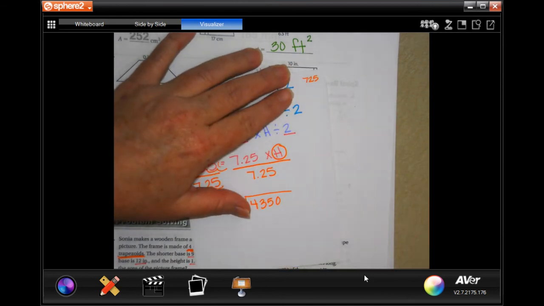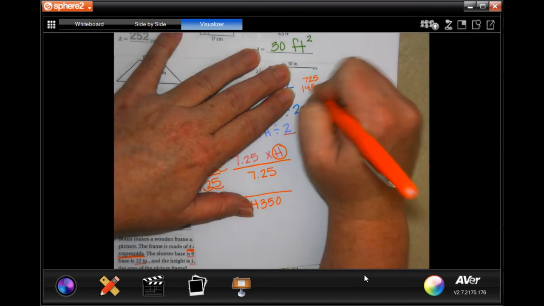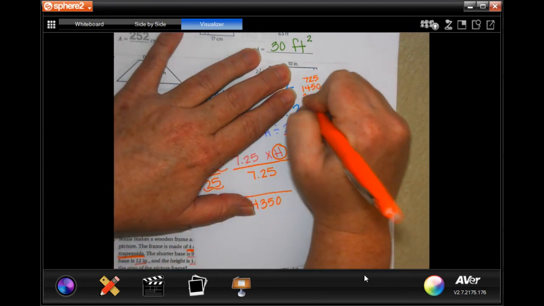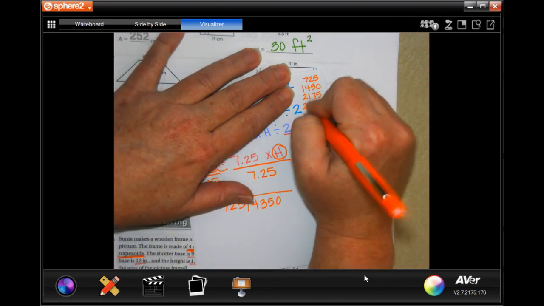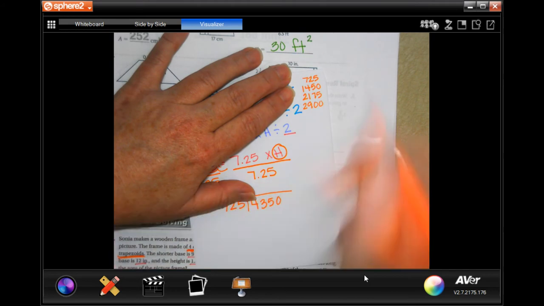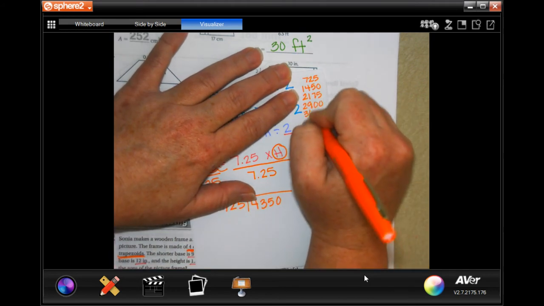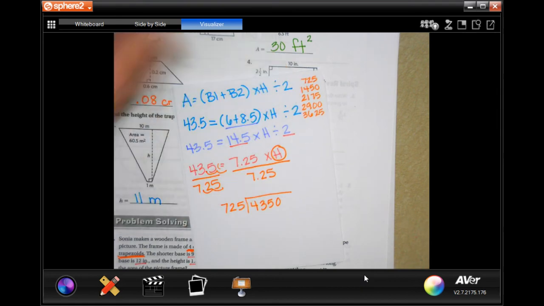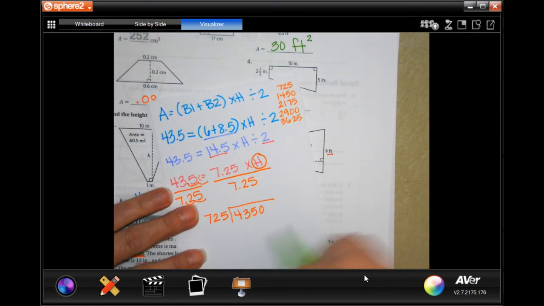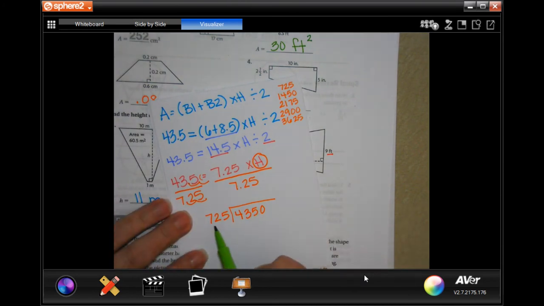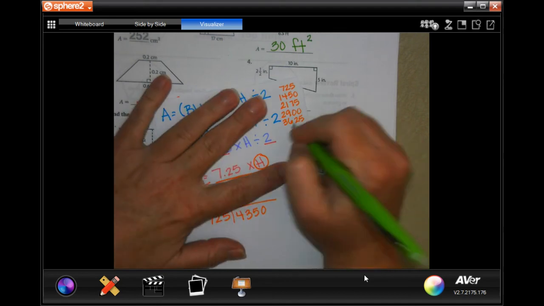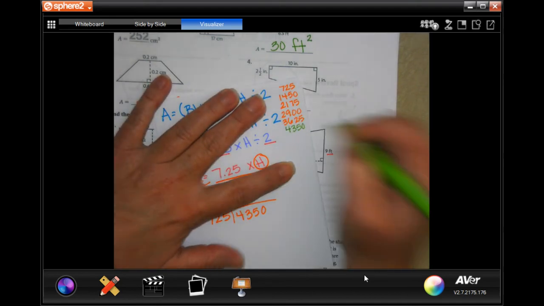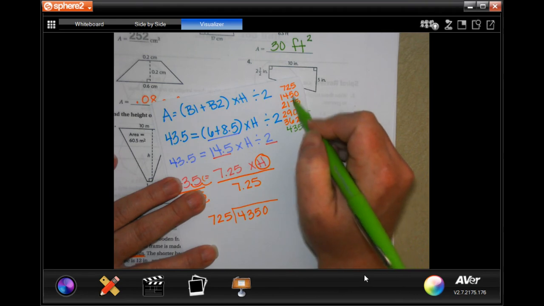I'm just going to write those up here in the corner. Again, I usually do about 5 of them just to see where I get. And then if I need to do more, I'll go ahead and do more. Oh, it looks like I'm going to have to do more because 725 is not even going to go into 435. So I'm going to have to do more until I get as close as I can without going over. Oh, and the very next one is 4350. So that is going to be 1, 2, 3, 4, 5, 6 times.